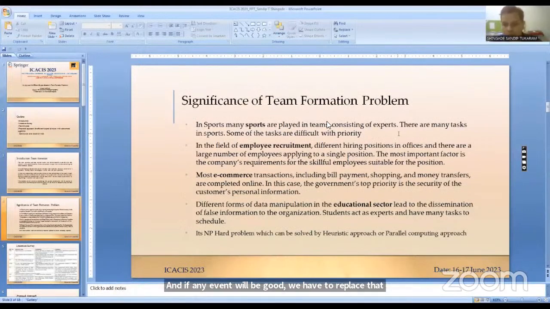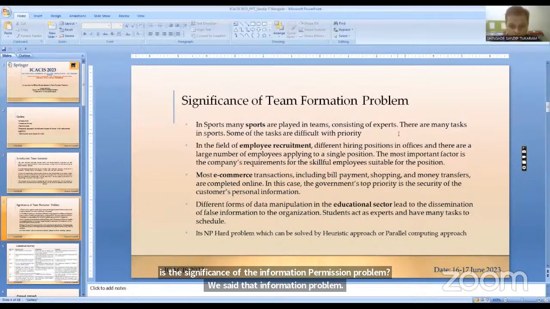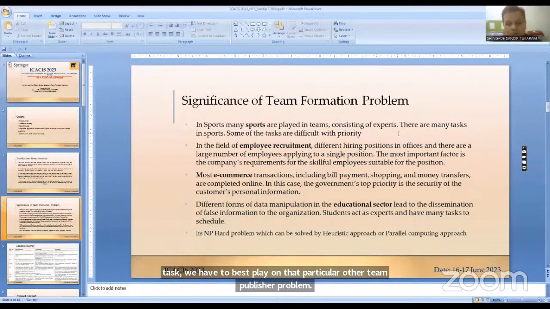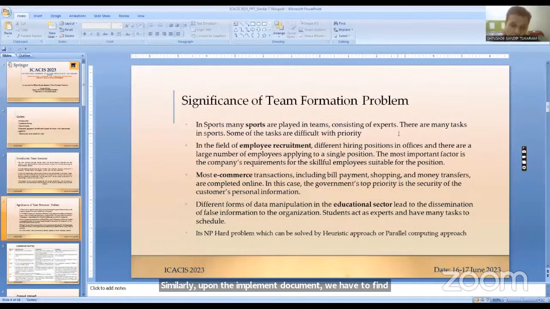What is the significance of the team formation problem? It is like the selection of players in a sport, like a football team, where we have to use attacking players and defending players. We have to give priority to the best attacking players and the best defending players, and choose the best players for the team. Similarly, in employment, there may be one job with 1,000 applications, and we have to find the best suitable employee for that post. So this NP-hard problem we can solve with some approaches.